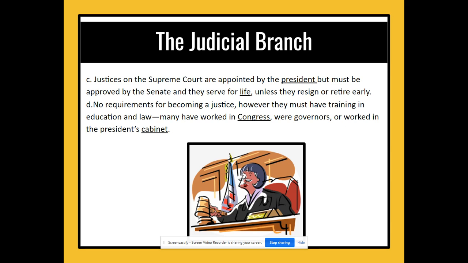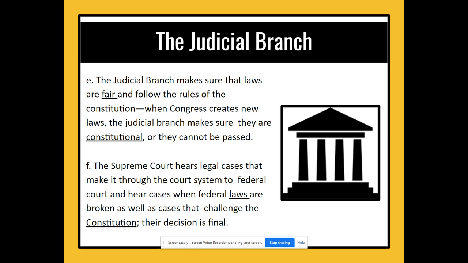before they were appointed. The judicial branch makes sure that the laws are fair and they follow the laws of the Constitution. When Congress creates new laws, the judicial branch makes sure that those laws are constitutional or they cannot be passed. The Supreme Court also hears legal cases that make it through the court system to federal court and hear cases when federal laws are broken, as well as cases that challenge the Constitution. Once the Supreme Court has made a decision, that decision is final.